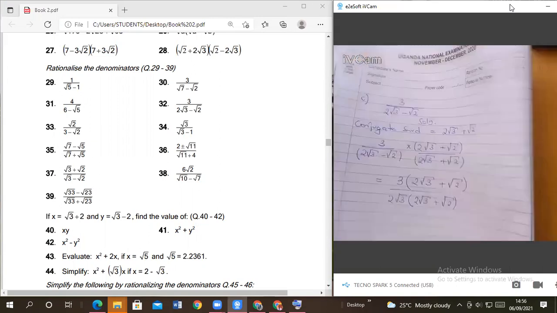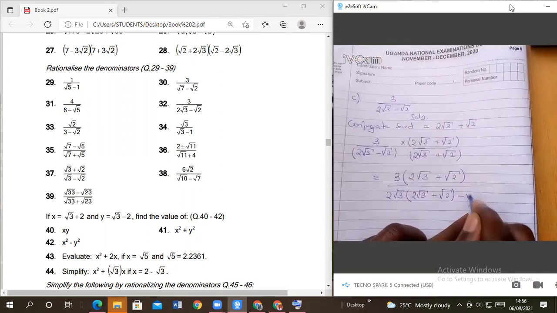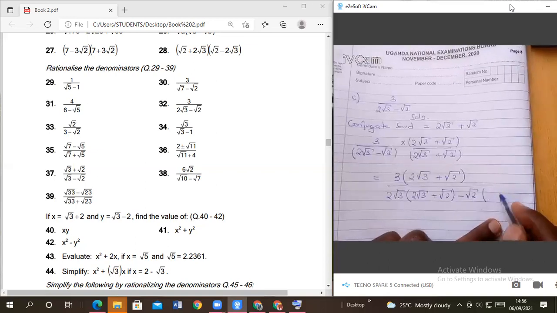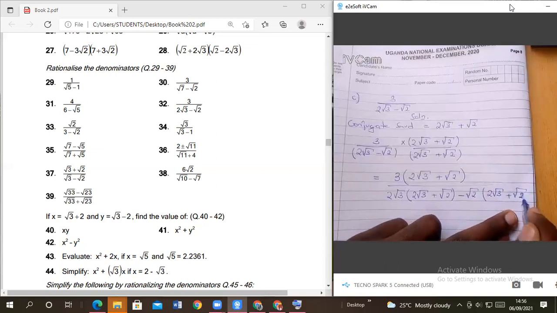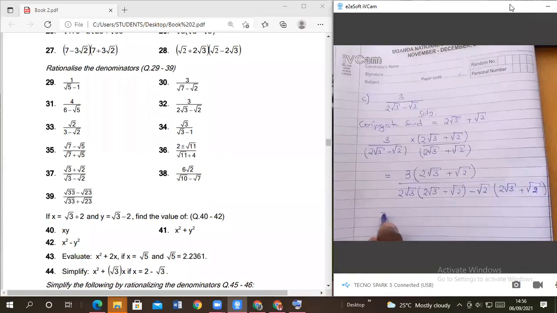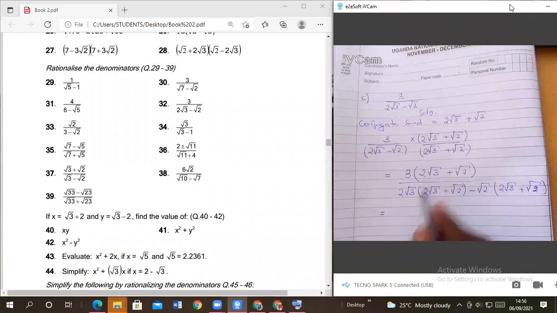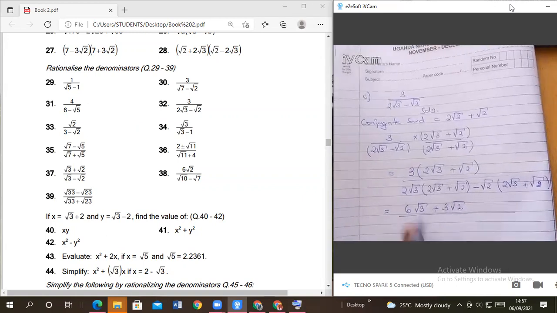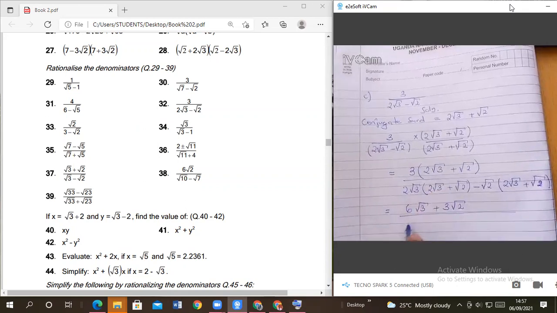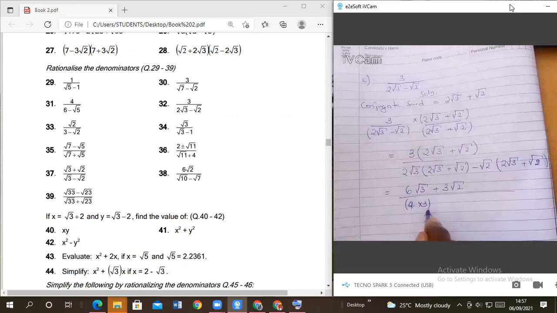3 into 2 root of 3 plus root of 2, plus... Take it with the sign. So minus root of 2 into 2 root of 3 plus root of 2. When we expand this one, what do we get? We get 6 root of 3, plus 3 root of 2, good, over. 2 root of 3 times 2 root of 3, what do we get? 2 times 2, that is 4. 4 times what?